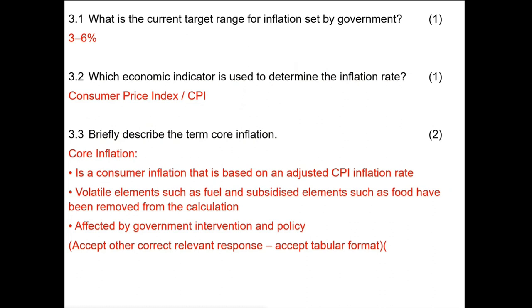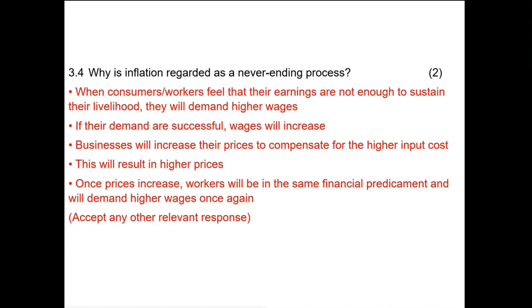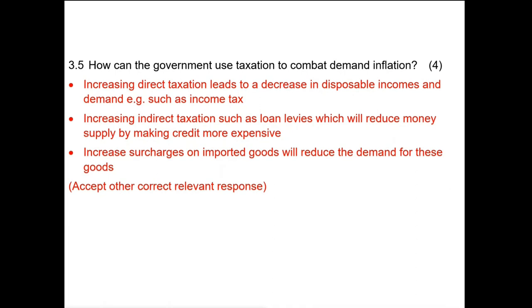So for 3.4, 3.5, an increase in direct tax, yes, we've covered that one. Also, there could be an increase in indirect taxation, such as loan levies, which will reduce money supply by making credit more expensive. This is also a way to discourage spending in the economy.